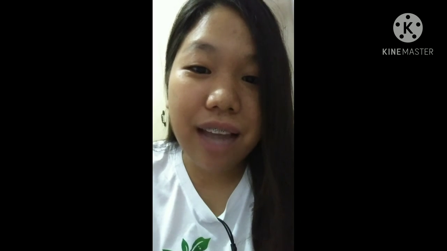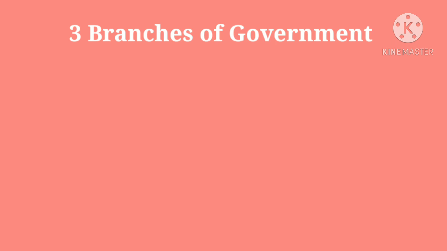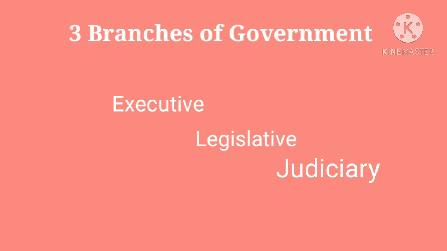Tunisia is a parliamentary republic type of government. The government of Tunisia is divided into 3 branches: the executive, legislative, and judiciary. Under the executive are the president and prime minister. Under the legislative is the Assembly of Representatives, and under the judiciary are the High Courts and the Constitutional Council.